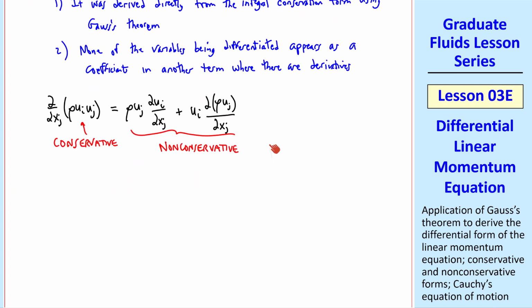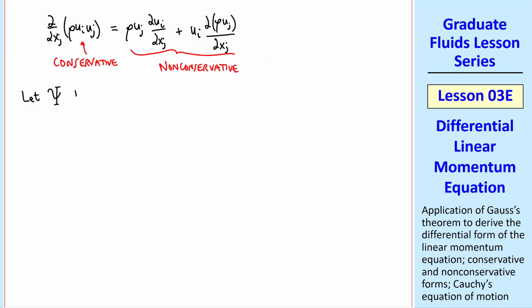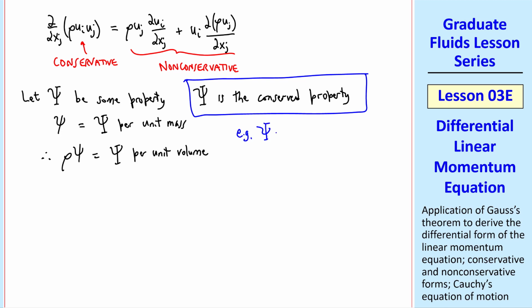Let's talk about conservative forms and non-conservative forms more generally. Let capital psi be some property, where psi is the conserved property, for example, mass. Lowercase psi is uppercase psi per unit mass. Therefore, rho times lowercase psi is uppercase psi per unit volume. For example, if capital psi is mass, lowercase psi is mass per mass, or 1, and rho psi is just rho.